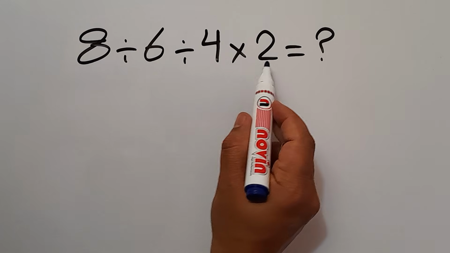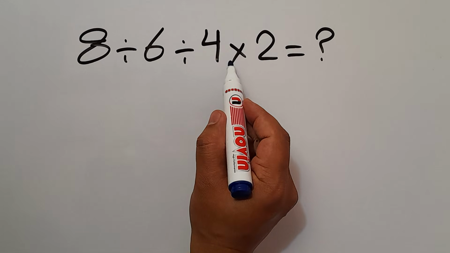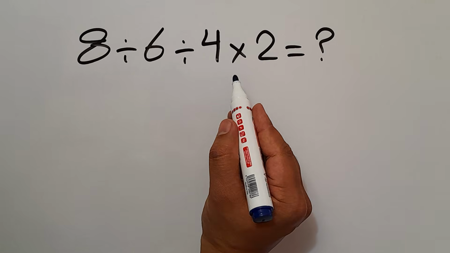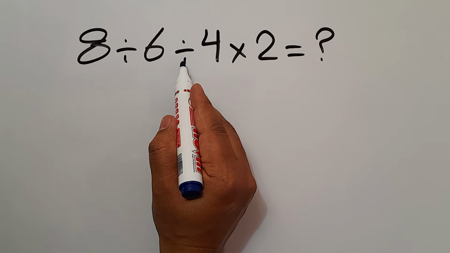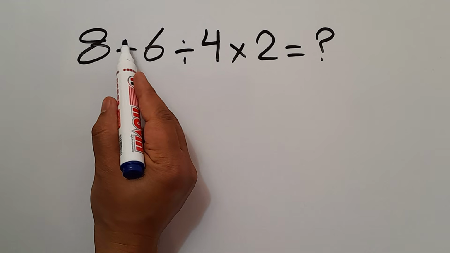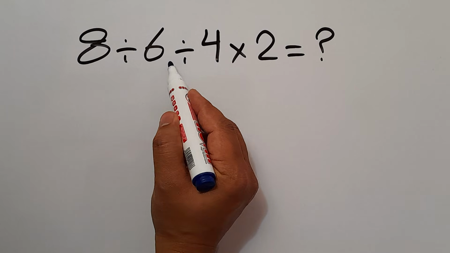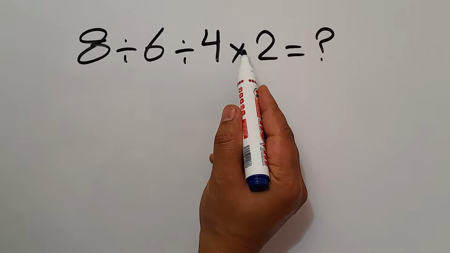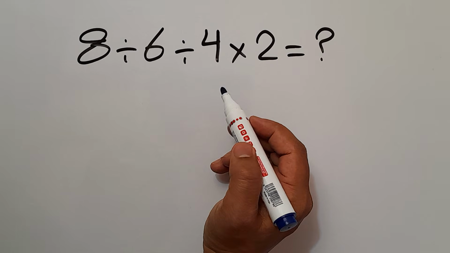In this expression we have 2 divisions and 1 multiplication. As we know, multiplication and division have equal priority and we have to work from left to right. So first this division, then this division, and finally this multiplication.